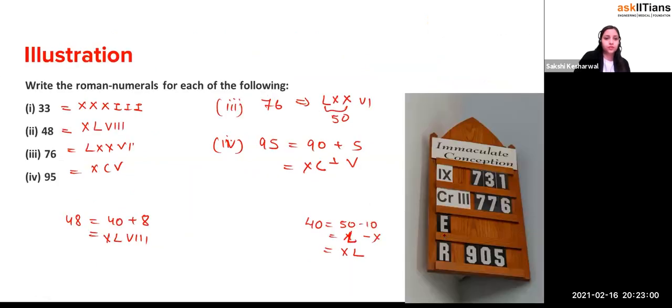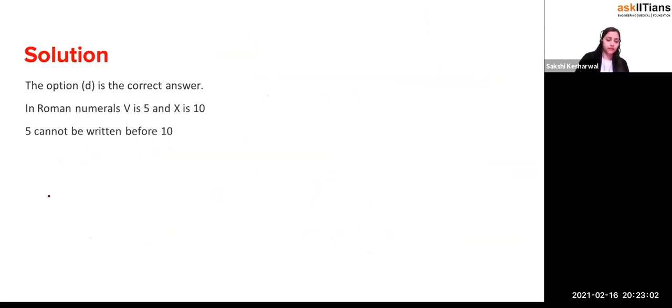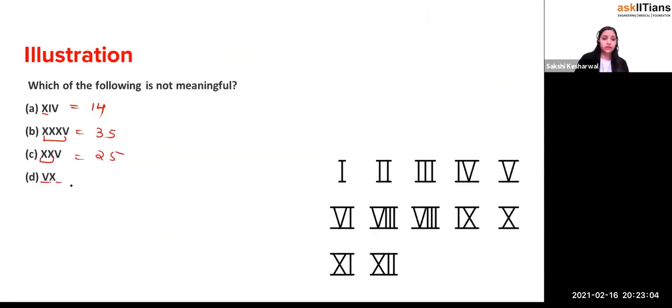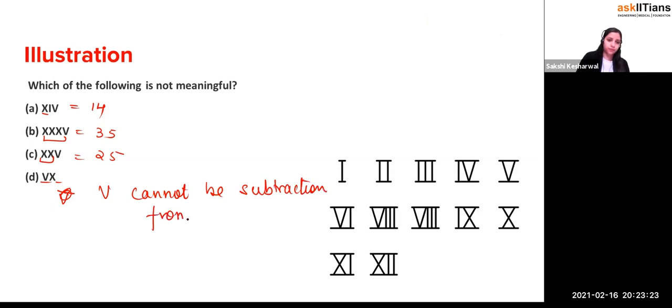Okay, so from the above reason, we say that V cannot be subtracted from 10, right? So this is a rule, that's the reason. So this one is not meaningful.